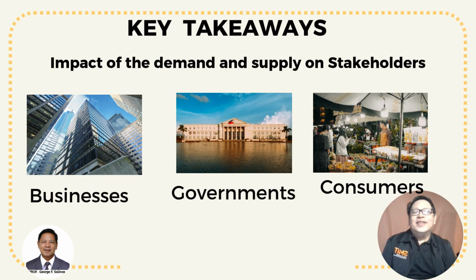So, to complete this lesson, let's discuss the key takeaways. The impact of demand and supply on stakeholders. The three stakeholders are the following: businesses, governments, and consumers. So, what is the impact on businesses? Understanding the shifts in demand and supply is crucial.